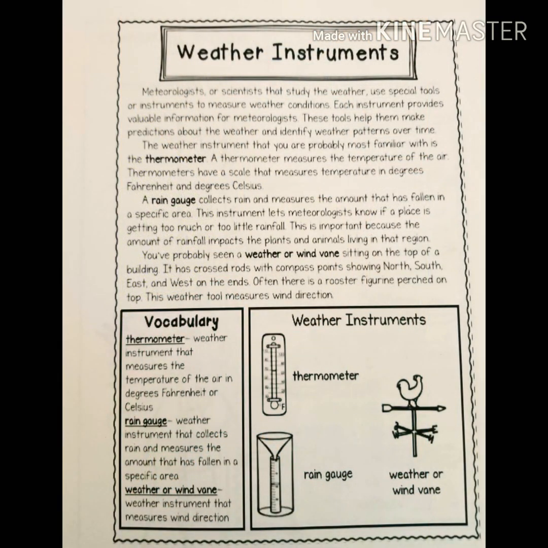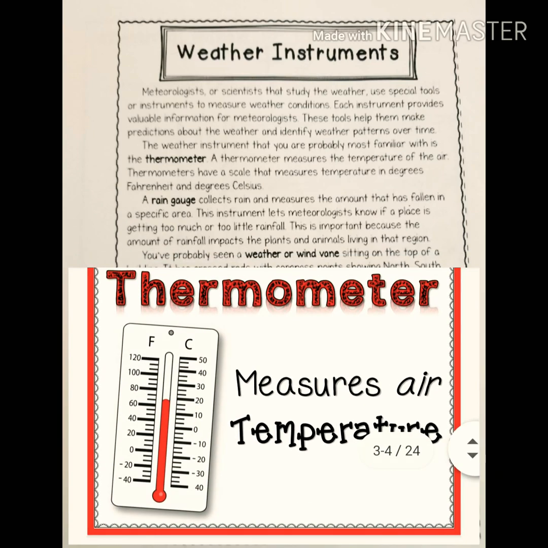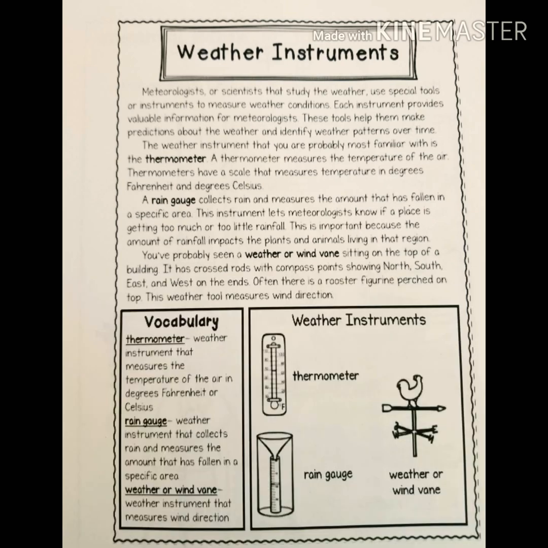Right, weather instruments. Meteorologists, or scientists that study the weather, use special tools or instruments to measure weather conditions. Each instrument provides valuable information for meteorologists. These tools help them make predictions about the weather and identify weather patterns over time. The weather instrument that you are probably most familiar with is the thermometer. A thermometer measures the temperature of the air. Thermometers have a scale that measures temperature in degrees Fahrenheit and degrees Celsius.